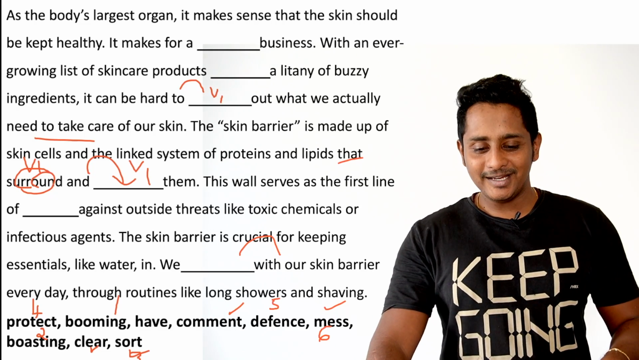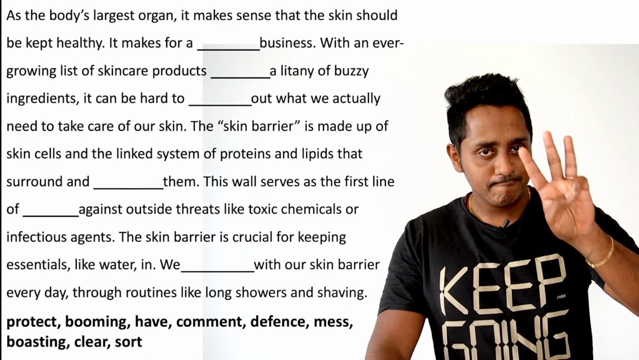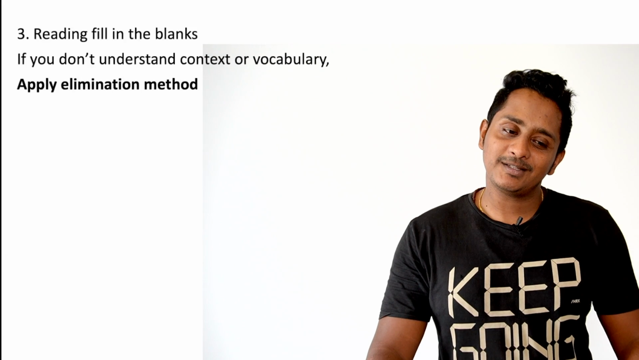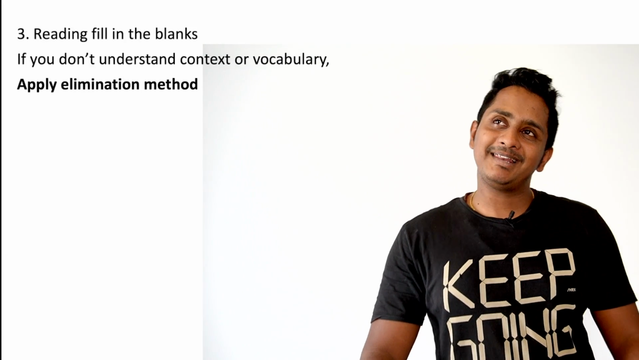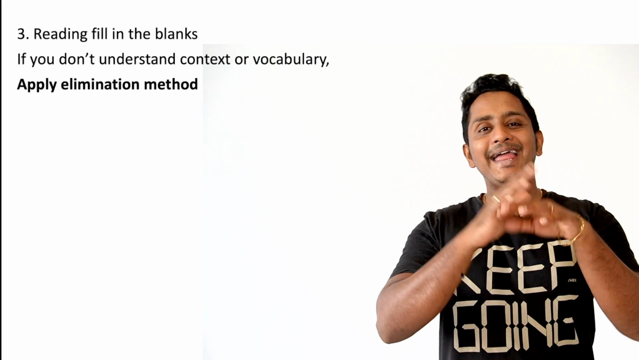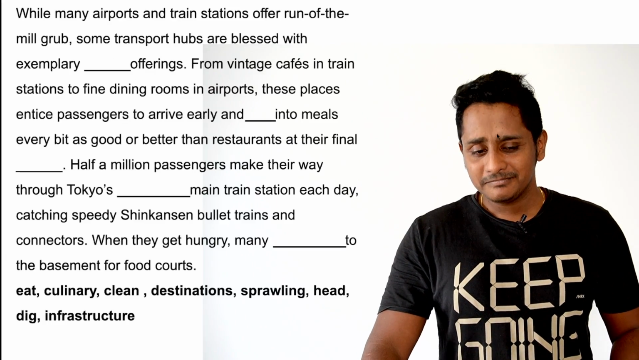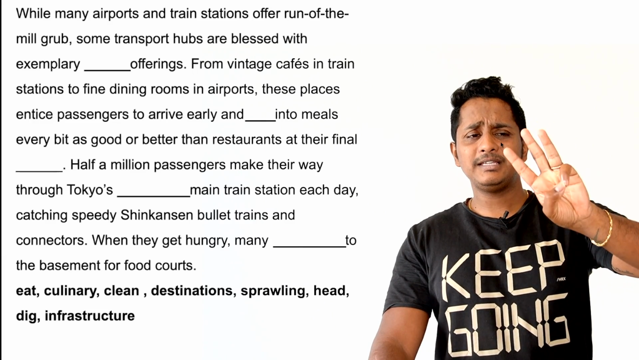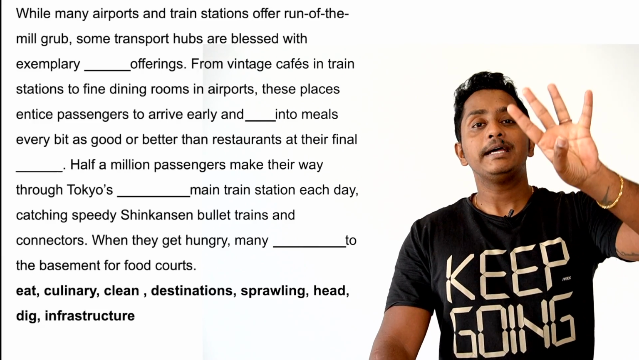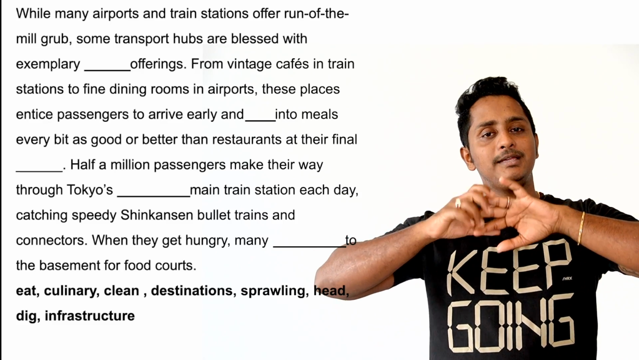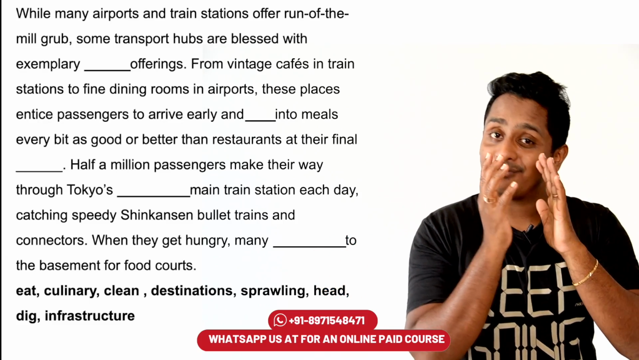Alright, hope you are enjoying it. We'll go to shortcut number 3. Reading fill in the blanks again. If you don't understand context or vocabulary and grammar is not helping you much, hold on boss, we have one more, called the elimination method. What is this elimination method? A, B, C, Z. Find the odd one out. Z is the odd one out, because A, B, C come together. You can eliminate A, B, C and think, oh, Z is the odd one out. You find the solution as Z.